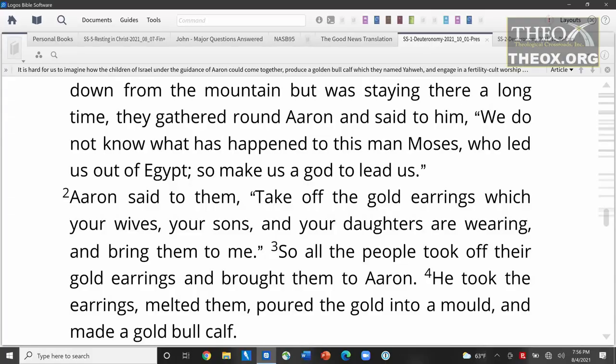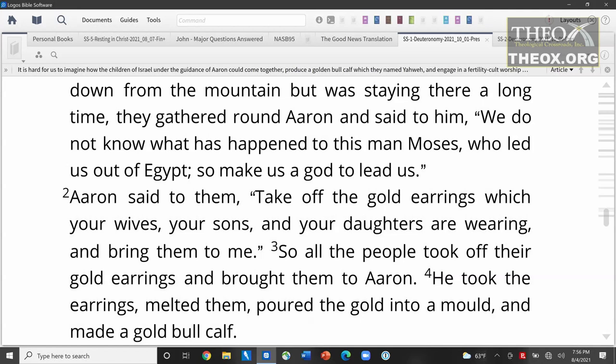Okay. Continuing with verse 2 of Exodus 32. "Aaron said to them, 'Take off the gold earrings which your wives, your sons, and your daughters are wearing, and bring them to me. Don't take off your own earrings.'" Guess where the gold earrings came from? Those were from the Egyptians, from their masters and so forth.